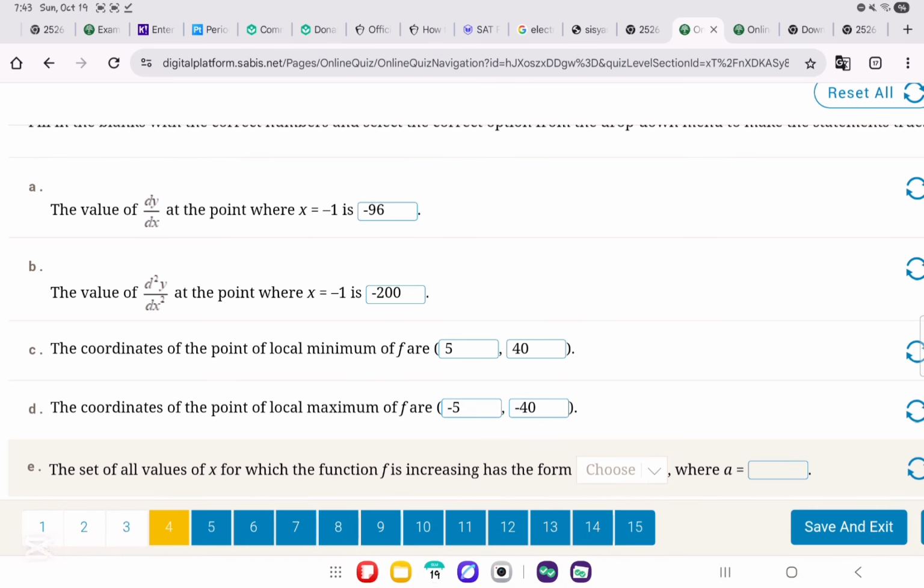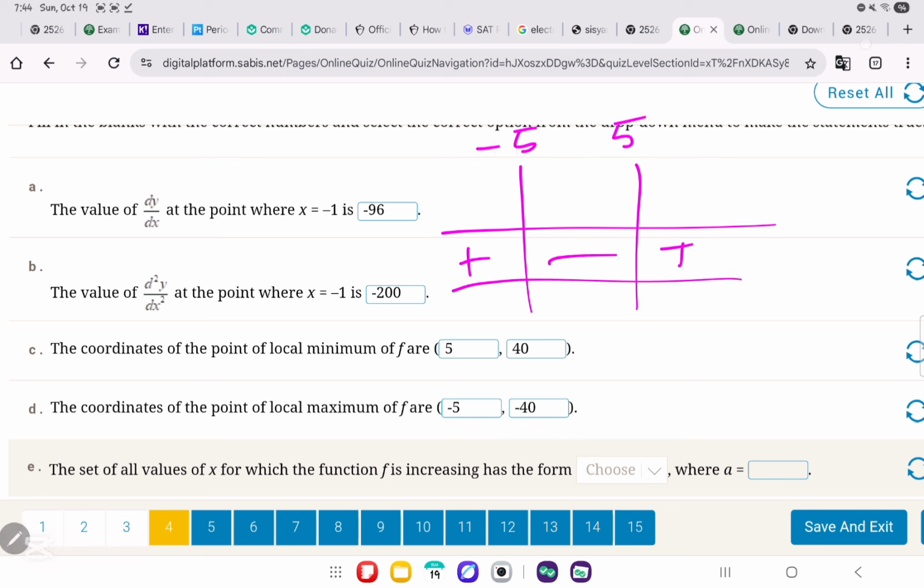We move on to part E. If you remember in the table of variation, what did we have? We had minus 5 and 5. We had positive, negative, positive. So now, very simply, how are we going to denote this? We're going to have two values, right? A value over here and a value over here. We're going to put a comma in between them. The value to the left, because we have the left and the right, left and the right.